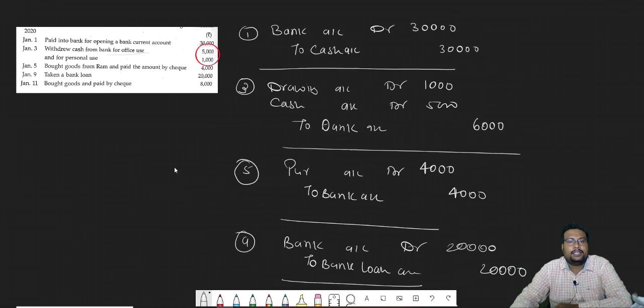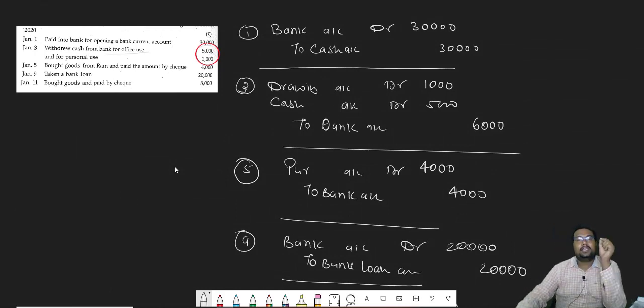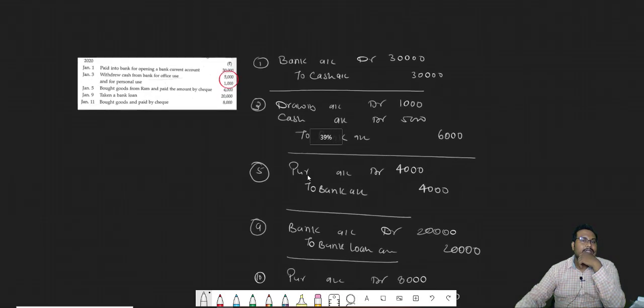I think it is simple. Paid into bank for opening a bank account. Bank is receiving the cash, so bank account debit to cash, because cash is going out from your business. Drawing account debit, cash account debit to bank. You withdraw drawing 1,000, you withdraw cash for business 5,000, and total bank is giving how much? 6,000 rupees. So I think it is clear to you.